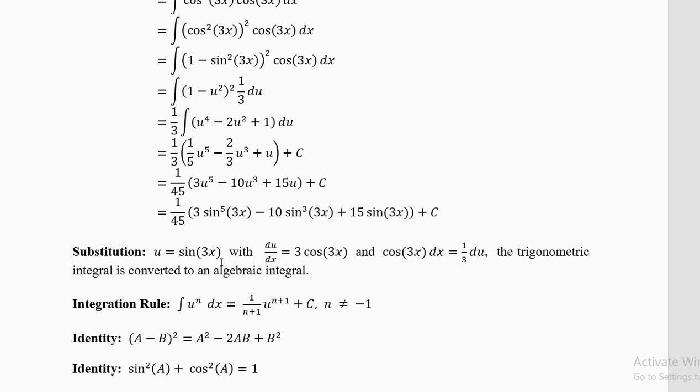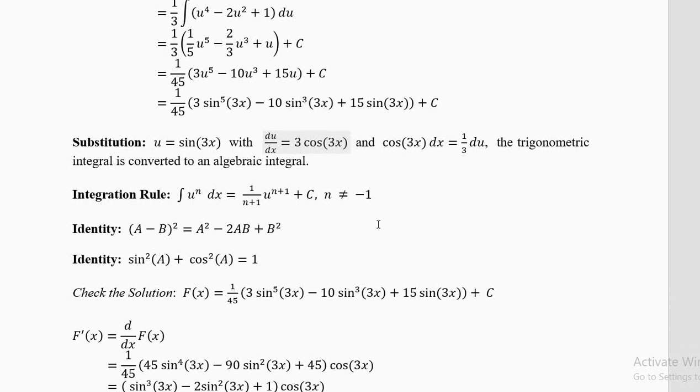How much is u? u equal to sine 3x. So substitute it back and your answer is complete in all respects. So what did we use in this answer? We use this formula, u power n du. Then we use a minus b whole square. Then we use the identity sine square a plus cos square a equal to 1.